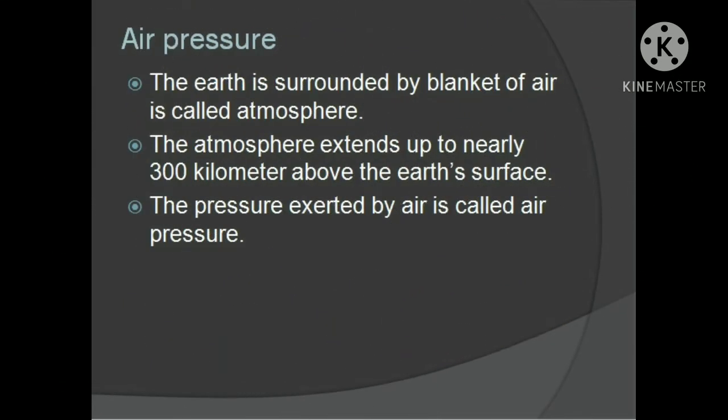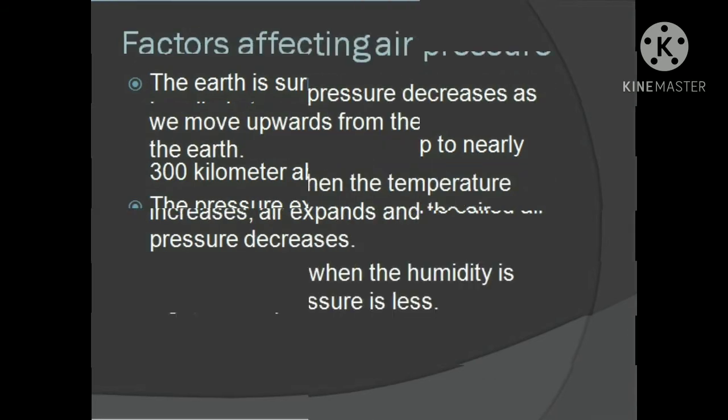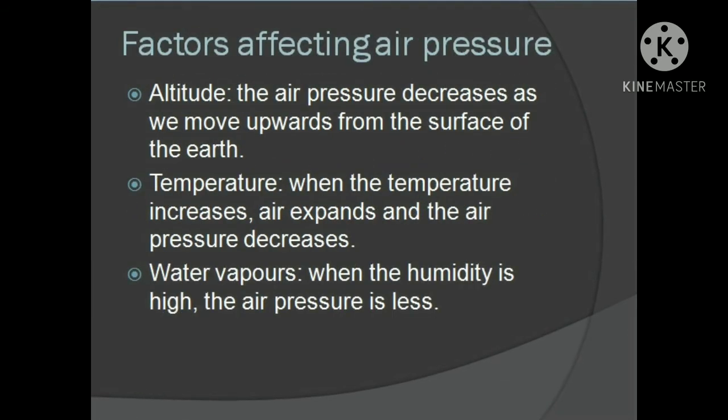Air pressure. The earth is surrounded by a blanket of air called the atmosphere, and the atmosphere extends up to nearly 300 km above the earth's surface. The pressure exerted by air is called air pressure. Factors affecting air pressure: altitude, temperature and water vapors. All these factors affect air pressure.